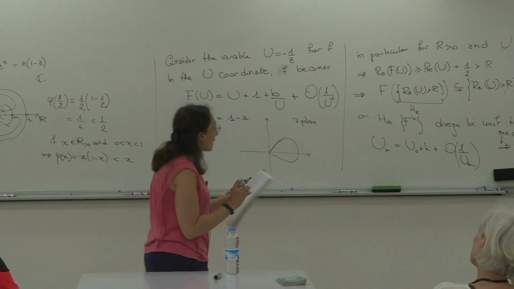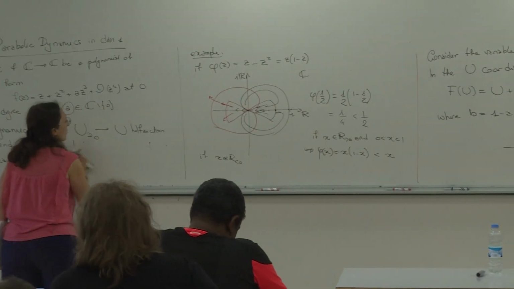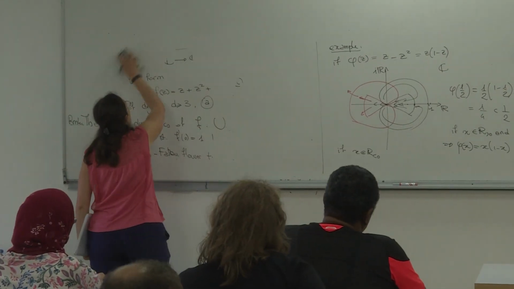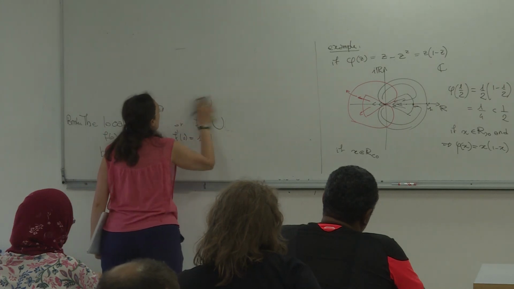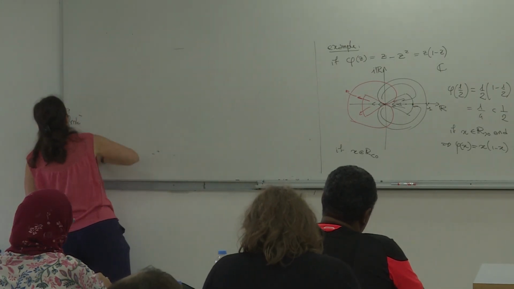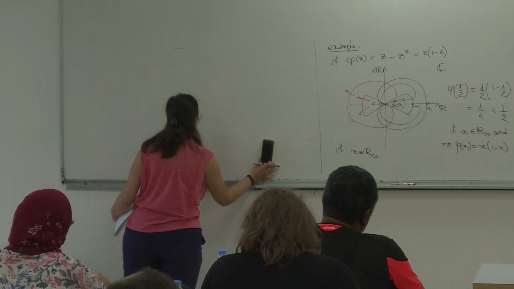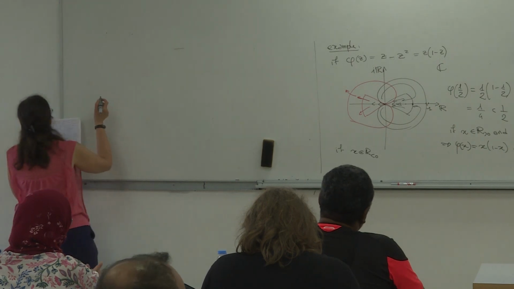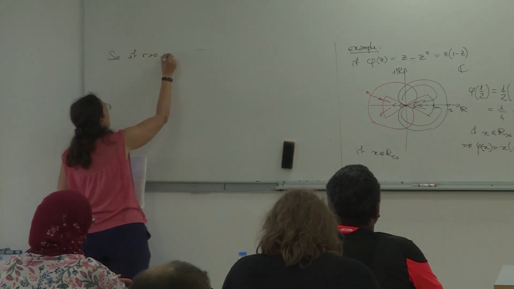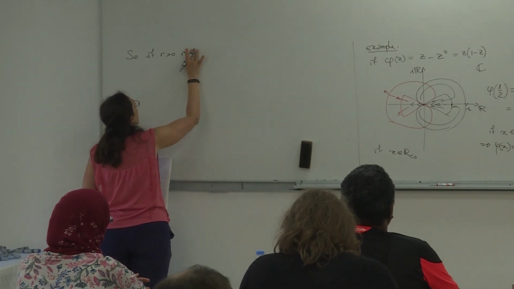So let me tell you then what we need here, which means that for r small enough, this is what's going to happen. And that's not difficult to prove. All right, so if r is positive, is small enough, sorry.